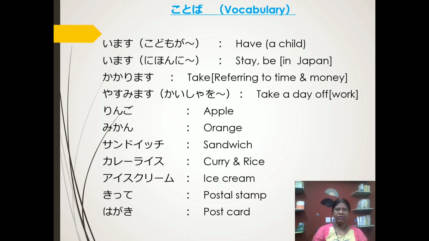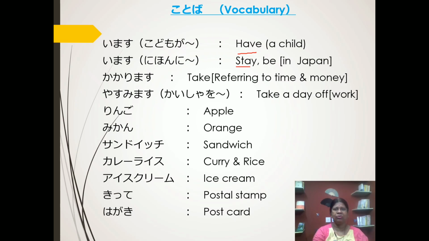Before entering the grammar, please go through the vocabulary. It will be easy for you to understand. Okay. Imasu. In lesson 10, we learned imasu when we describe the existence of the animate. In this lesson, we will learn imasu when we have possessed a child, or imasu when we explain about the stay. So, kodomo ga imasu, Nihon ni imasu, or Indo ni imasu, America ni imasu, Hiroshima ni imasu.